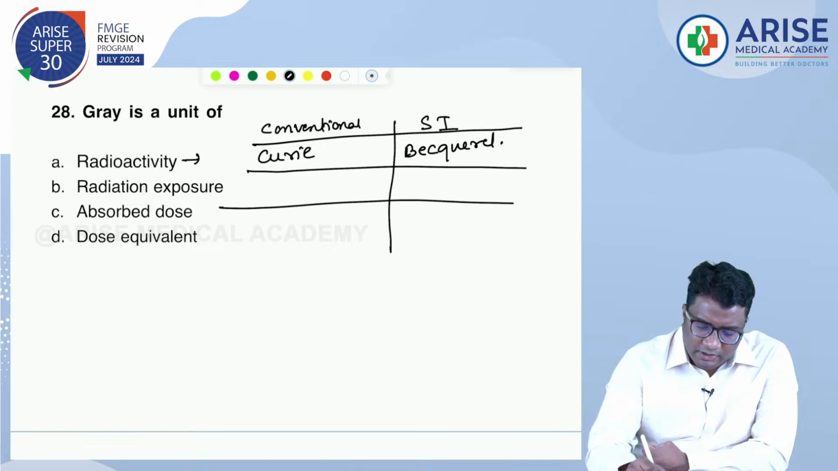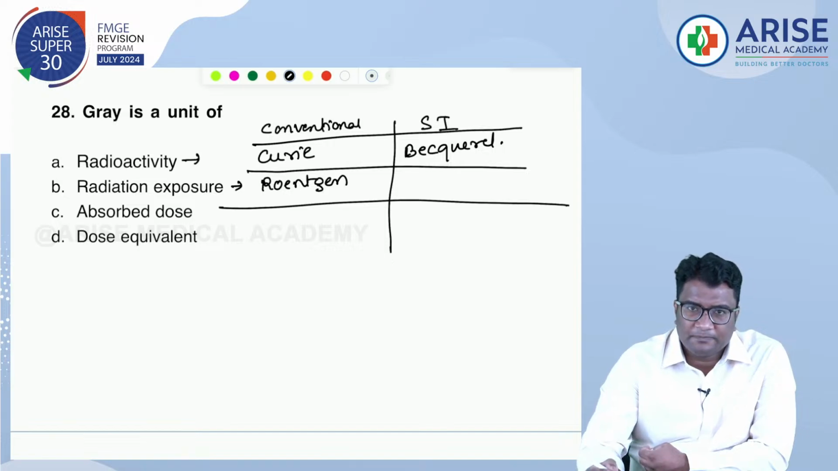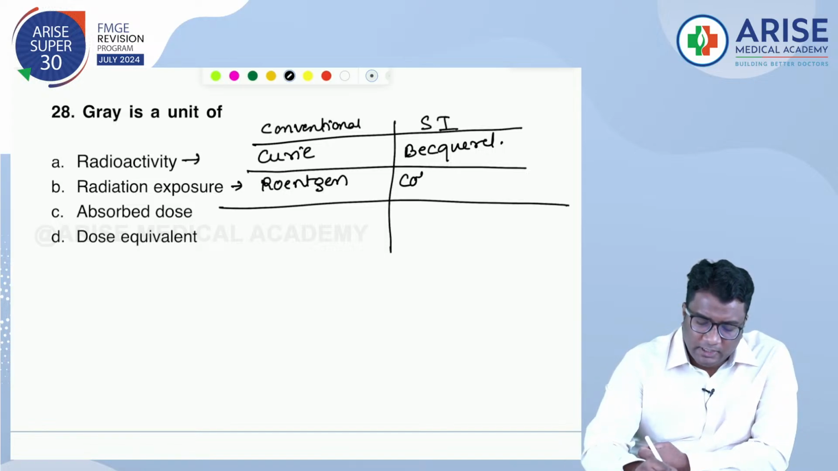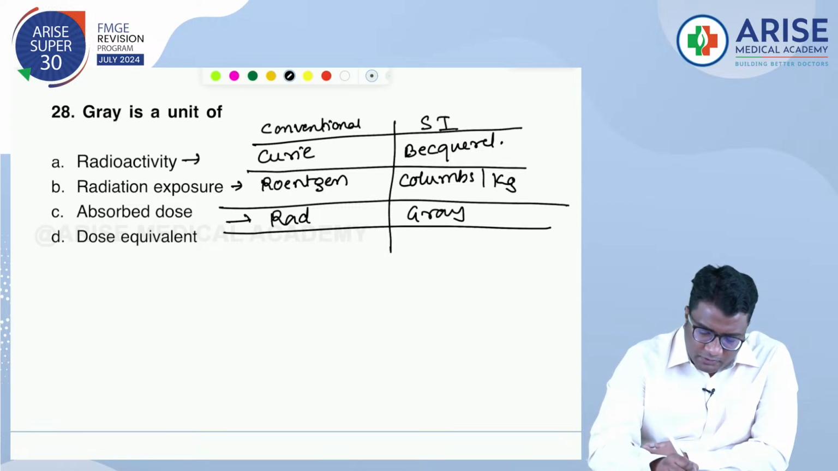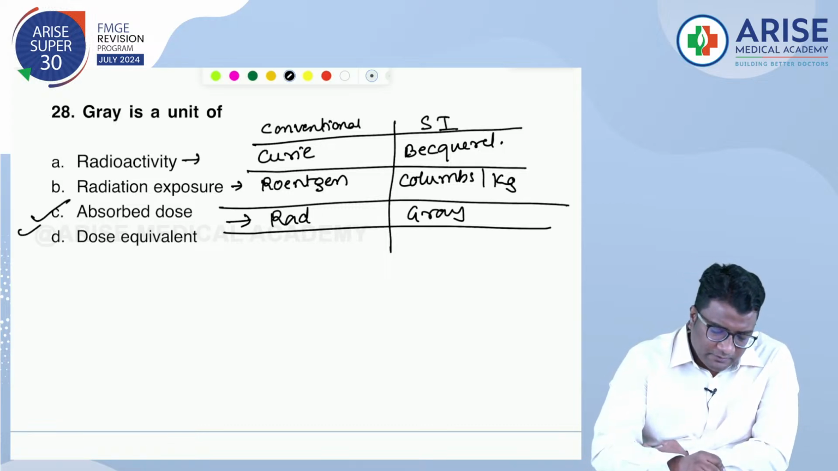What are the units for radiation exposure? The conventional unit is Roentgen, the father of radiology, right? So radiation exposure dose is Roentgen. And the SI unit is coulombs per kg. Absorbed dose is measured in rad and Gray. So absorbed dose is rad and Gray.